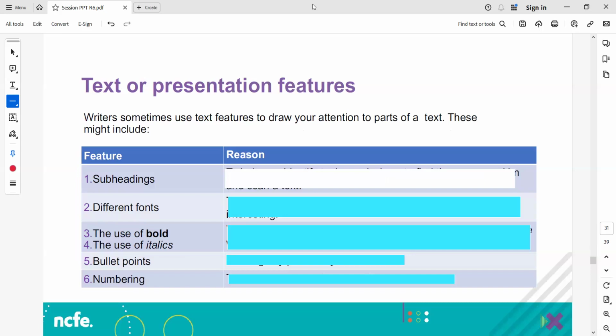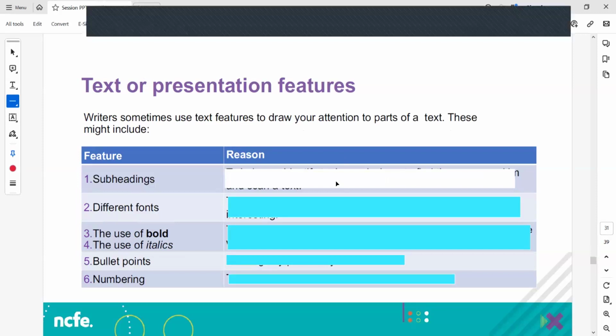So sometimes writers use text features to draw your attention to different parts of the text. And these might include subheadings.